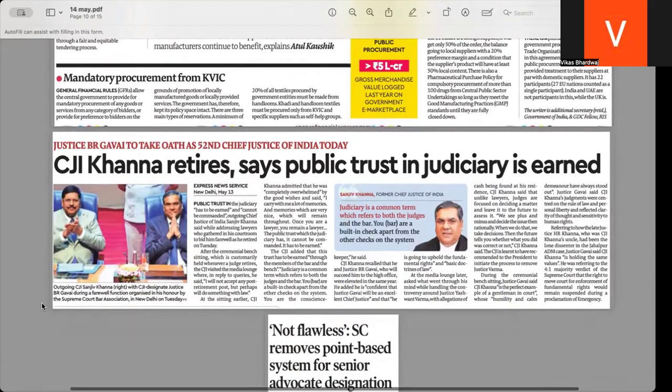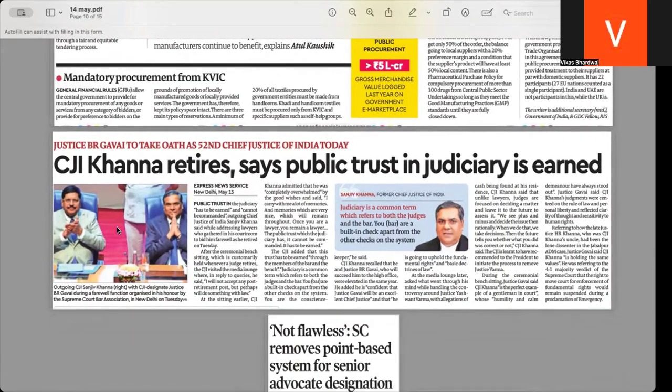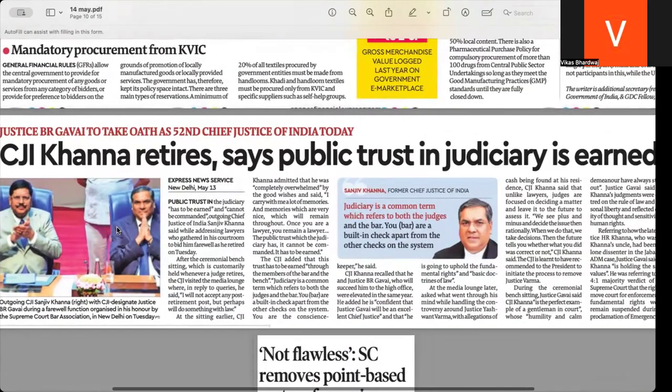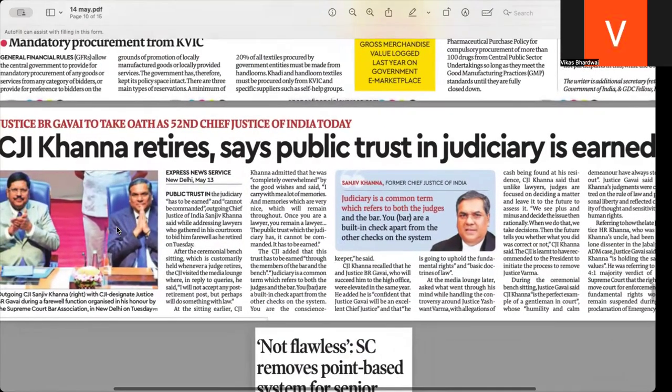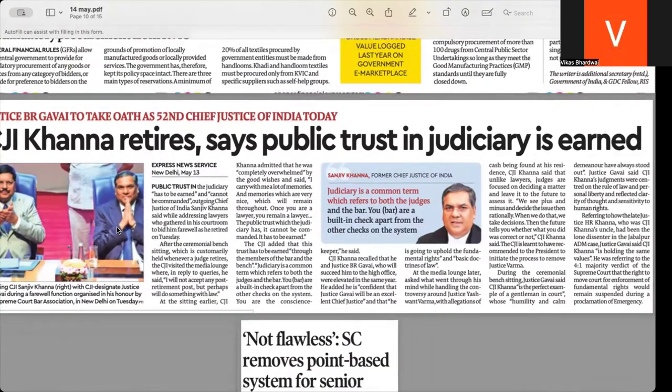CJI Khanna retires, says public trust in the judiciary is earned. We have discussed that also. Definitely it is earned. It is earned through merit, through your deeds, through the judiciary's behavior. So that is how it is.